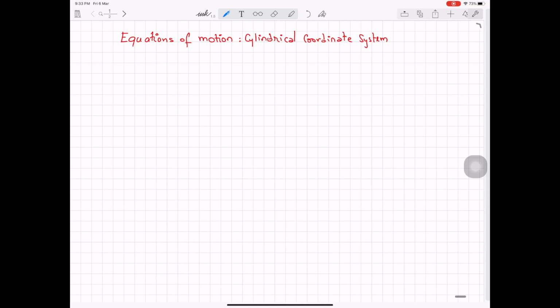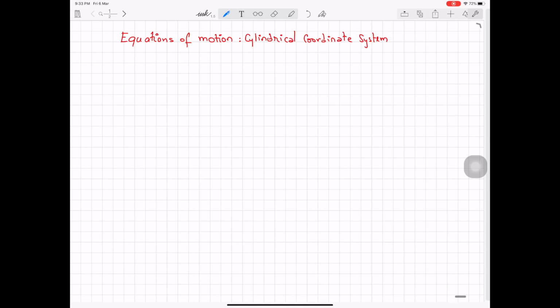So today we talk about the equations of motion in the cylindrical coordinate system. But before that, let's just start with the polar coordinate system. Then we can extend the same concept to include the vertical component, which is the z component.